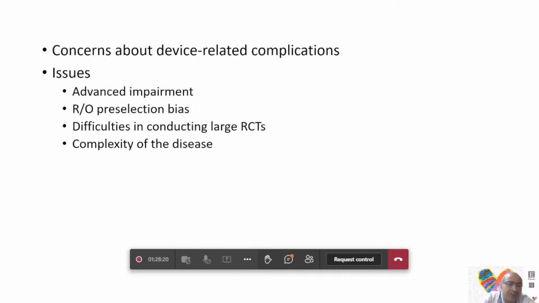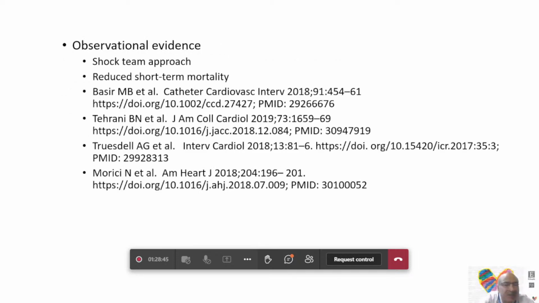And the issues, like why don't we have good results? Patients come with advanced impairment. There is a risk of pre-selection bias. There are very obvious difficulties of conducting large RCTs, and the complexity of disease. So these are the reasons why we are perhaps not getting good evidence about the use of MCS. But there is some observational evidence that an integrated shock team approach may reduce short-term mortality in these patients.